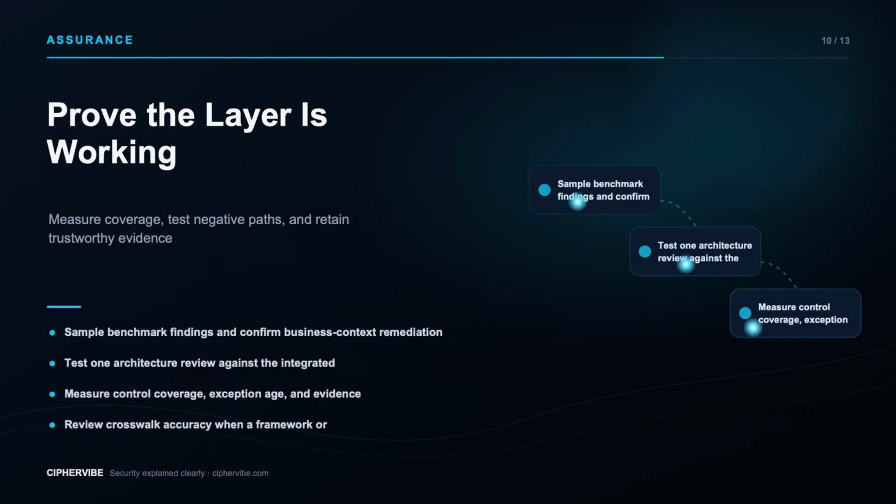A configuration screen is not assurance. Collect evidence that the intended control applies to the correct scope and that violations become visible. First, sample benchmark findings and confirm business context and remediation. Second, test one architecture review against the integrated control model. Third, measure control coverage, exception age, and evidence freshness. Fourth, review crosswalk accuracy when a framework or provider guideline updates.